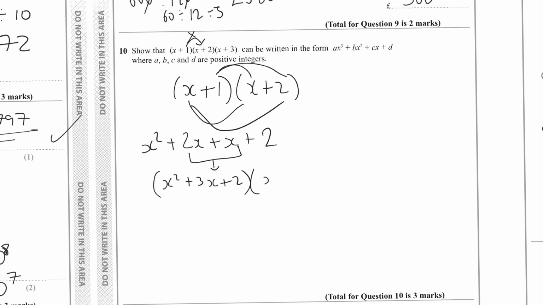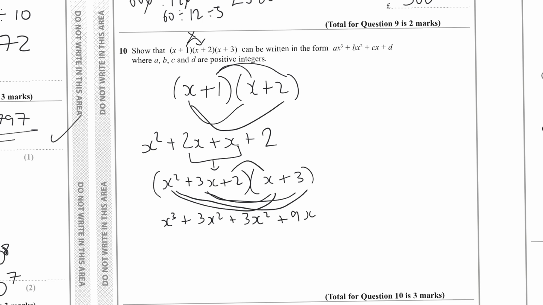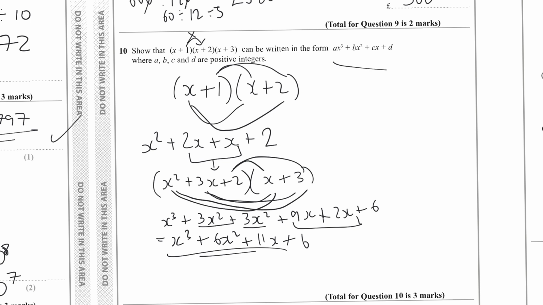Then we want to do that multiplied by x plus 3. Again, just expand. So x squared times x is x cubed. x squared times 3 is 3x squared. 3x times x is 3x squared. 3x times 3 is 9x. 2 times x is 2x. And then 2 times 3 is 6. Simplifying that, we've only got one x cubed. Then we've got 3x squared plus 3x squared, which is 6x squared. Then we've got 9x plus 2x, which is 11x. Then plus 6. And we've shown it to be in that format. So that's literally it, guys.